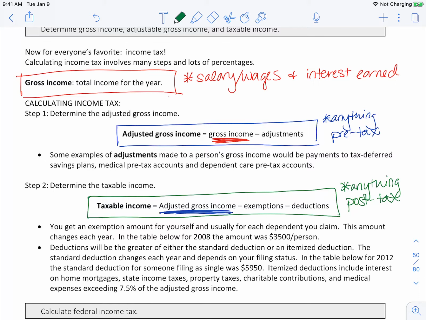In the table below, we're going to be using the 2008 example. That's what the textbook uses, and that amount was $3,500 per person. Deductions will be the greater of either the standard deduction or an itemized deduction. The standard deduction changes each year and depends on your filing status. In the table below for 2012, the standard deduction for someone filing as single was $5,950. Itemized deductions include interest on home mortgage, state income taxes, property taxes, charitable contributions, and medical expenses exceeding 7.5% of the adjusted gross income.